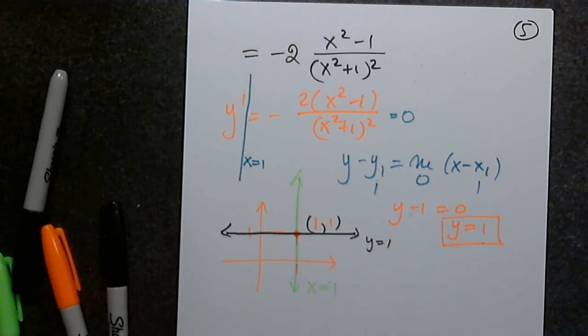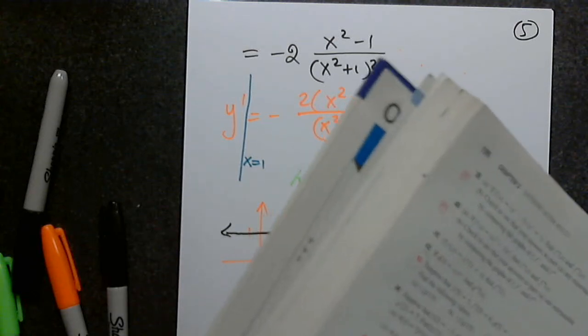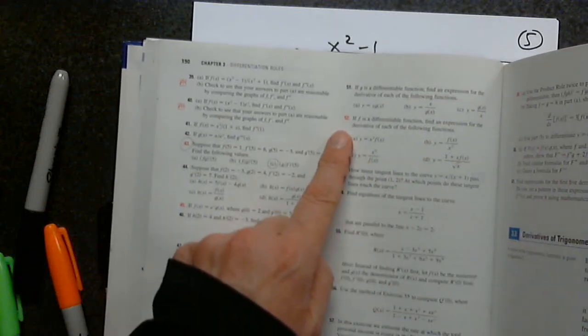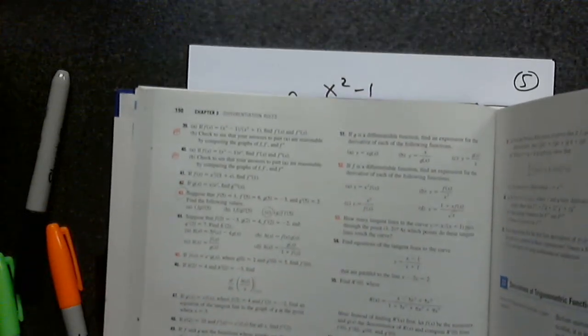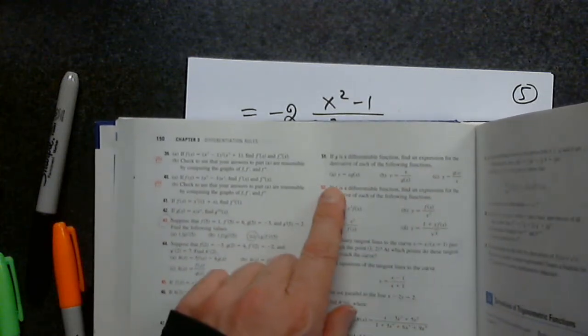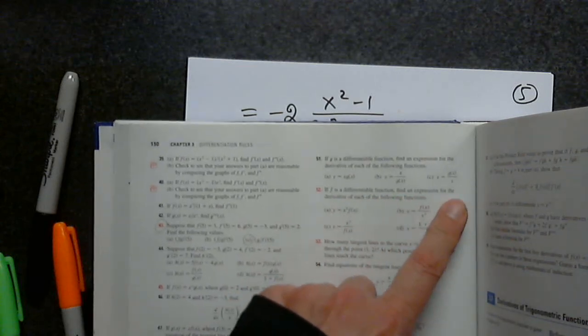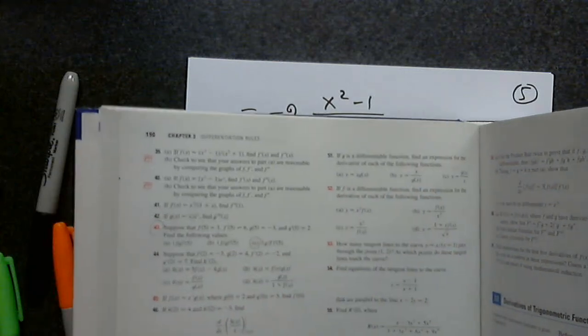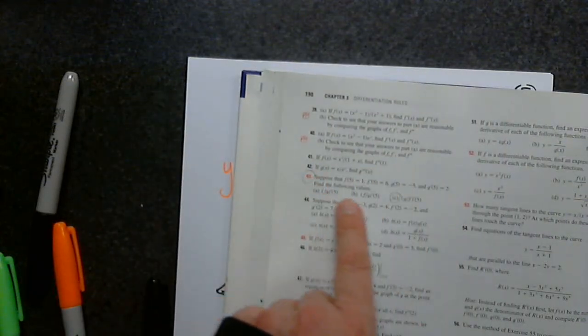Okay, I would like to read from a graph before we move on to derivatives of trig functions. Carefully look here at any part of this problem you would like to pick. If a function is differentiable, find an expression for the derivative of each of the following functions. Any of these, or these, same thing. And also read from a graph, just to make sure that we understand what we're trying to do. What would you like to pick?